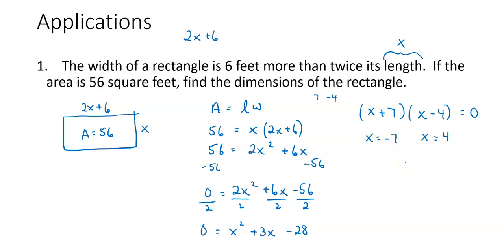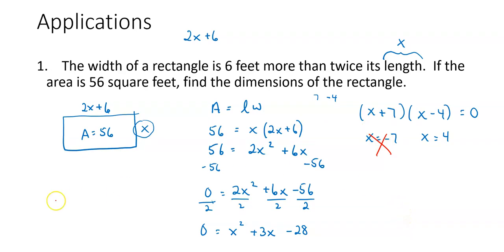If this were a regular old problem, then we'd be done. But this is a problem talking about a rectangle. So if I say x is negative 7, I'm saying one of the sides of my rectangle has a negative length, which in the context of this specific problem does not make sense. It doesn't make sense for the side of my rectangle to have a negative length. So I'm going to say that's not going to work.